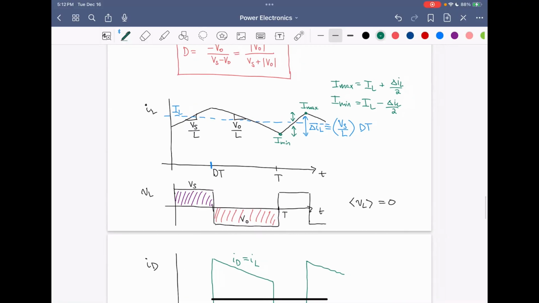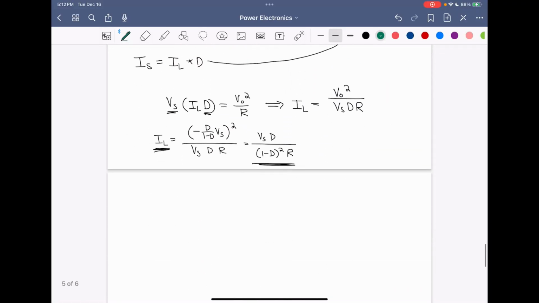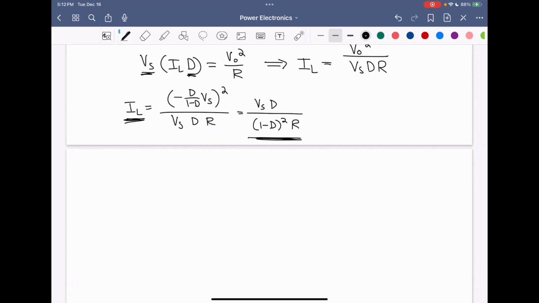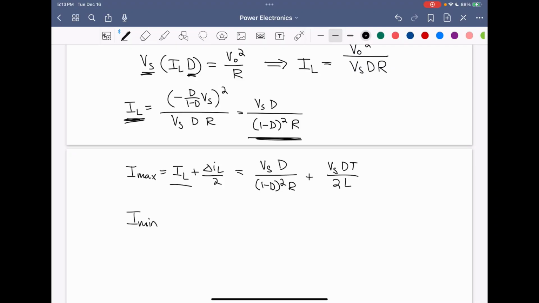So knowing these expressions, we can now write the expressions for I max and I min. I max is equal to IL plus delta IL over 2. Substituting for IL, we can plug in this expression here. And then delta IL is equal to VS DT over L, and then we also have that factor of 2. Likewise, the minimum inductor current is the same thing, but we have a minus sign there.